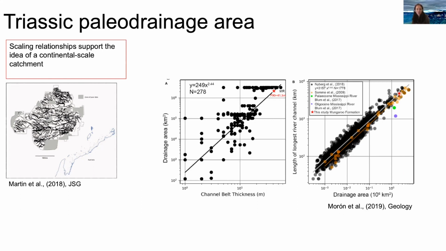And we did that by doing an inversion using channel bed thicknesses, and then using relationships to back calculate the size of the drainage area. And what is also interesting is that that matched when we measured the length of that river system and then calculated the drainage area. So you can see that both lines of evidence give the same result.